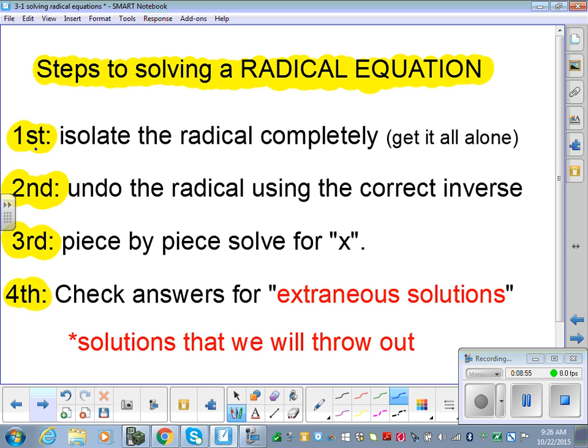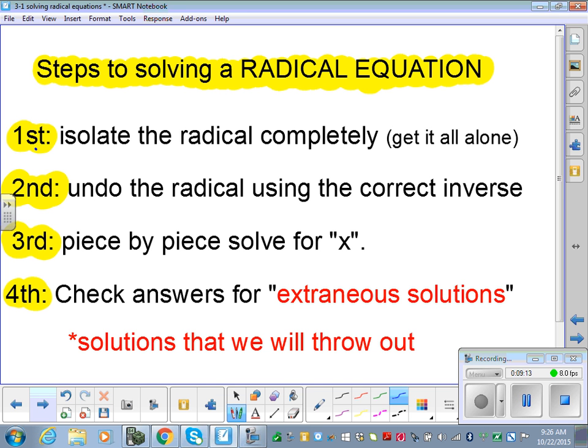Does that make sense? So you'll go back and check your answers. If it comes up with a true statement, you get to keep it. If not, you'll throw it out. I promise, guys, this is in the core. They will check to know if you know how to solve radical equations, and they will put an extraneous solution on some of them to make sure you're checking for that.